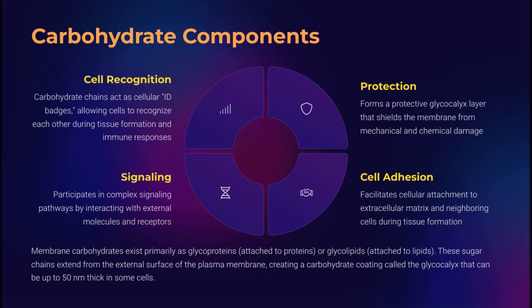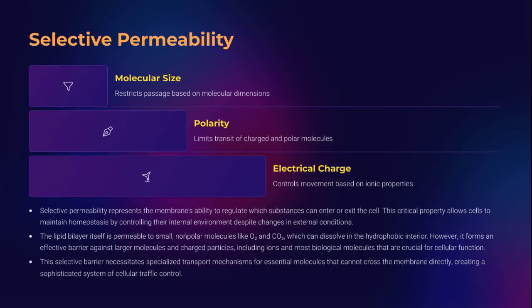Now enter the sugar codes, glycoproteins and glycolipids that crown the membrane with the glycocalyx. These sugar chains do more than decorate. They dictate cell recognition, modulate immune interactions, and act as docking stations in signaling cascades. The glycocalyx is your cell's signature, its social ID, its immune passport. This membrane doesn't just allow or block, it discriminates with exquisite precision.